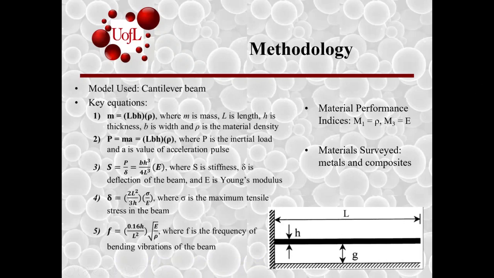So for methodology, the model that I used was a cantilever beam. And listed here are the key equations for mass, inertial load, stiffness, deflection of the beam, and frequency of bending vibrations of the beam. And so the material performance indices can be determined by sorting out which variables are material properties. So for the first equation and the third equation in particular, the material indices are M1 equals rho and M3 equals Young's modulus. So the material groups that I surveyed were metals and composites. And in the bottom right corner, you can see an illustration of the diagram that came from the article.